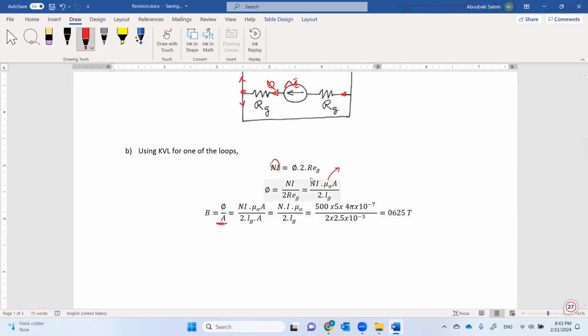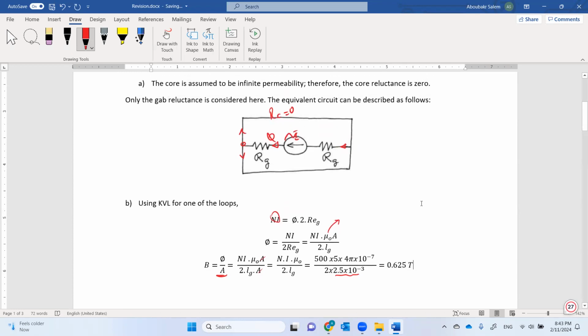So divide this relation by area. You will find that we have area in the numerator and denominator, so this will be omitted together. And the relation by the end will be N times I times mu naught divide 2 times L gap. Now we have 500 turns, 5 ampere, this is mu naught, and 2 times the length of our air gap, 2.5 millimeters. So this will be the value of our flux density, 0.625 Tesla. Okay. So this is simply, guys, this question.